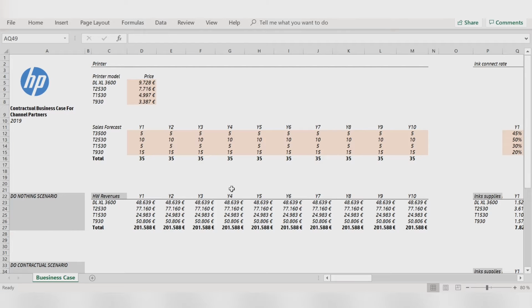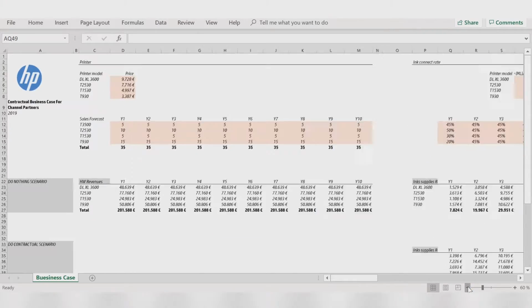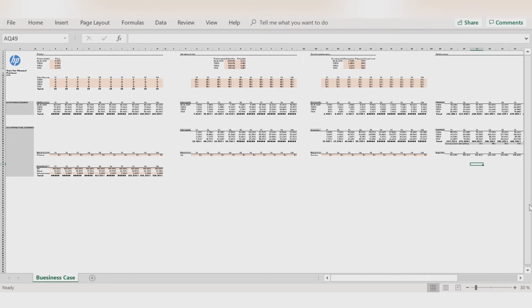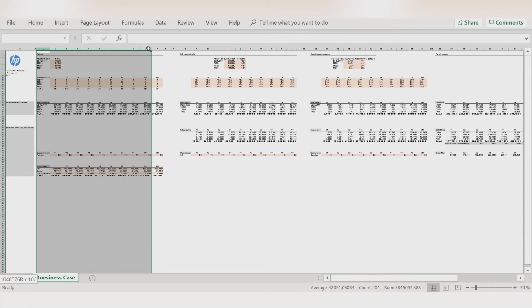Okay, so now we have the tool open, so let's see how this tool works. First of all, let me zoom out so you can see how this Excel is organized, so you can orient yourselves during the process. As you can see, this Excel is a very simple one, just one tab. It's divided into three key sections.